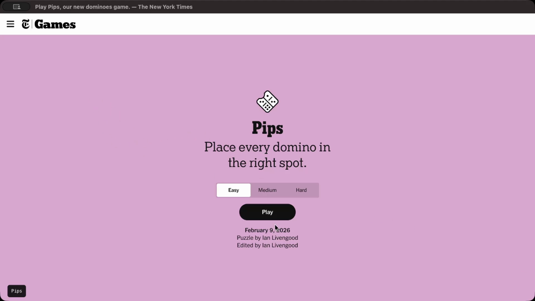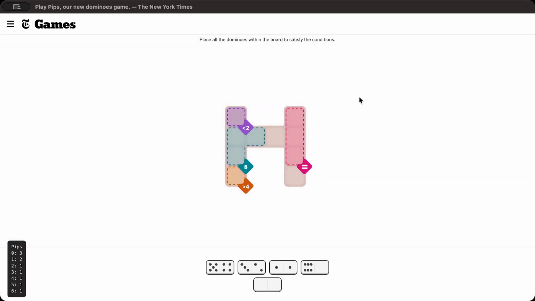Today we're going to be trying to solve all of the Pips puzzles from the New York Times. Start with the easy. So we have an equals. These have to be the blanks, it seems, in one way or another.